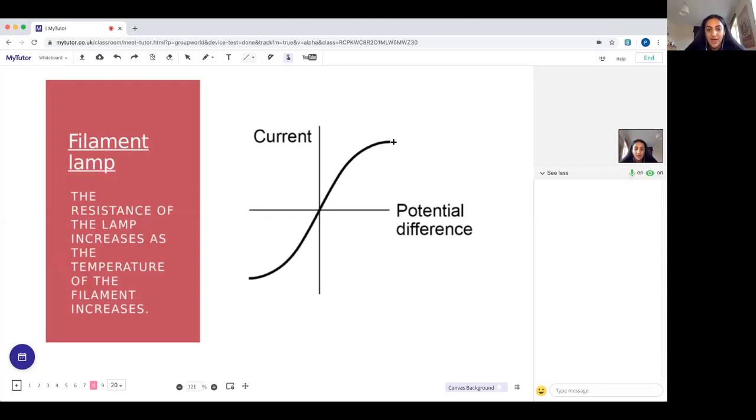When we plot the voltage and current, we get a graph that looks like this. In an exam, you wouldn't have to plot the graph yourself, but you would have to remember what the graph looks like and be able to recreate it. So you need to know the component, which is the filament lamp, and the graph that is associated with it, and the rule that governs it. Filament lamp: resistance increases as temperature increases, and the graph looks like this.